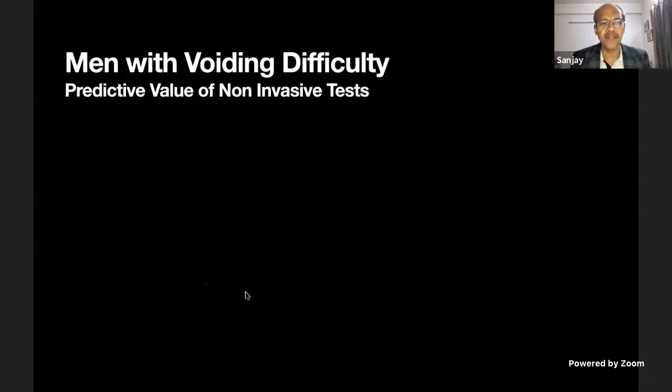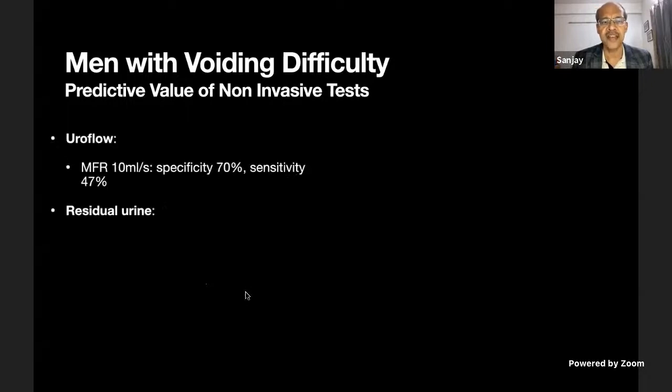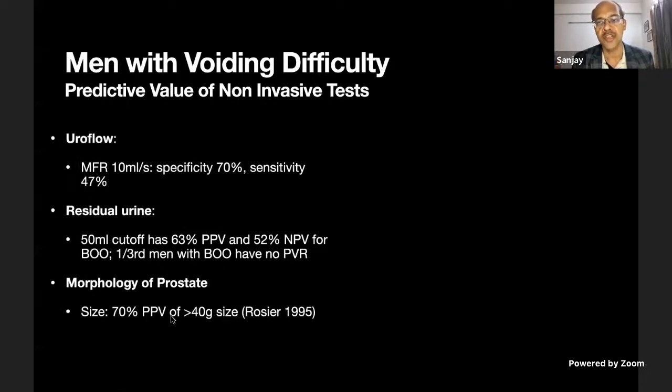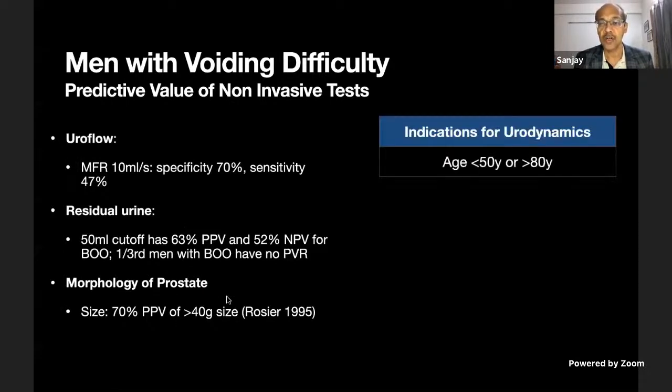Next, let's look at men with voiding difficulty. If you look at the non-invasive tests like a uroflow, it's not perfect. The uroflow with a cutoff of 10 milliliters per second has a specificity of about 70% and a sensitivity of about 50%. Residual urine is about 50% positive and negative predictive value with a 50 ml cutoff. We know that patients may be severely obstructed despite no residual urine, and patients may have an enlarged prostate without an obstruction. What are the indications for doing urodynamics?